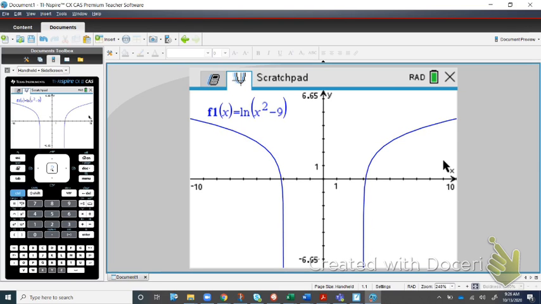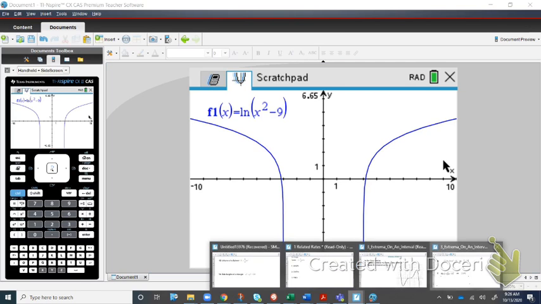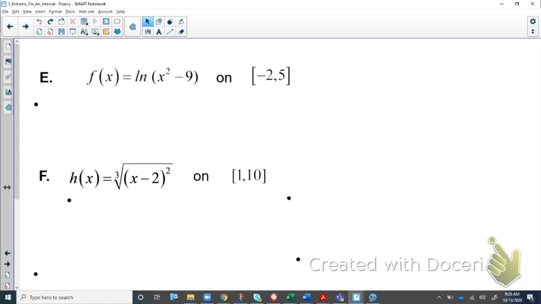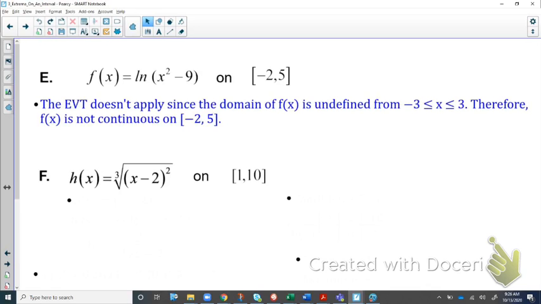And the question that we're being asked is, where are the extreme values going to be between negative 2 and a positive 5? And in this case, the function is not going to be continuous. It's undefined from negative 3 to positive 3, so it's not going to be continuous on the defined interval that we have.